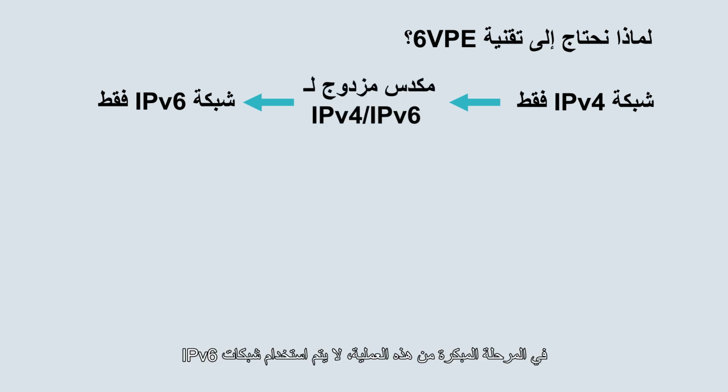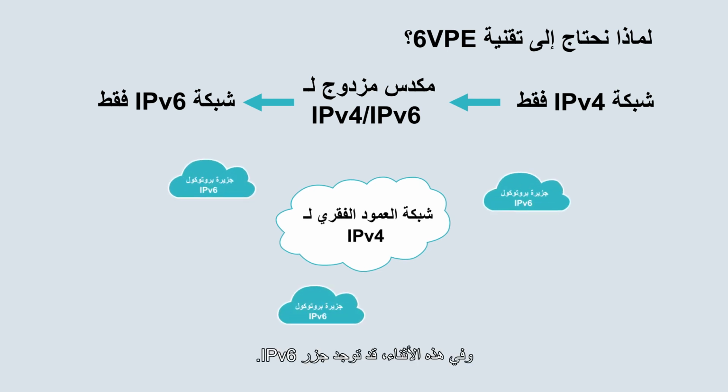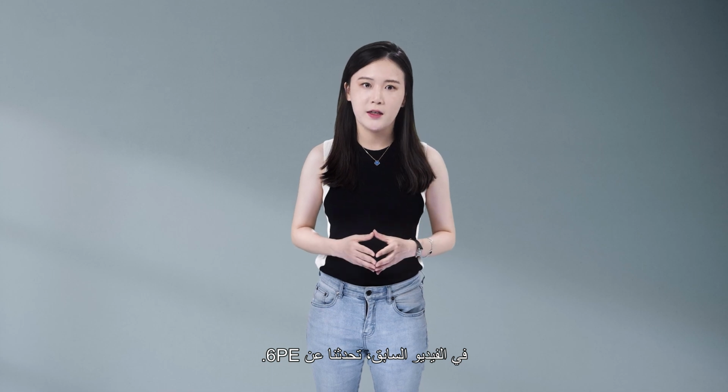In the early stage of this process, IPv6 networks are not widely deployed, and IPv4 networks are still the most prevalent. At this time, IPv6 islands may occur. How can we connect these islands? In the previous video, we talked about 6PE. What exactly is the relationship between 6VPE and 6PE?